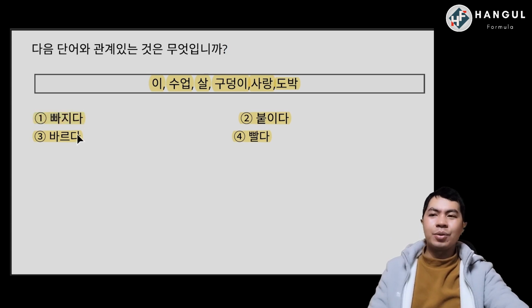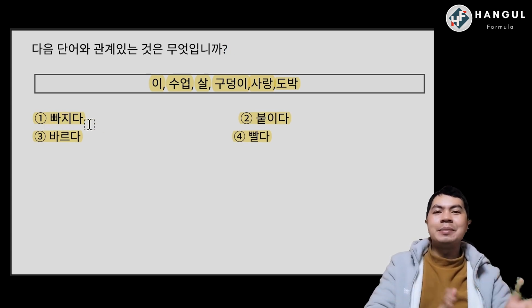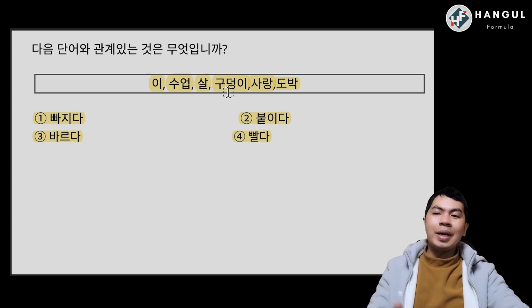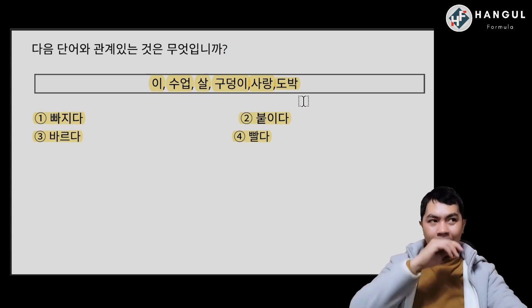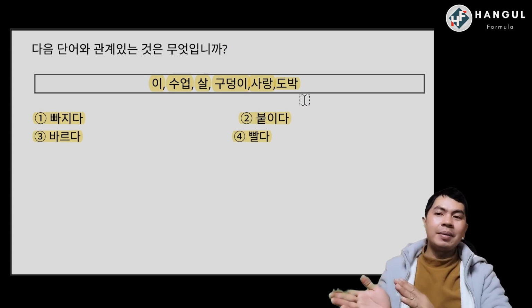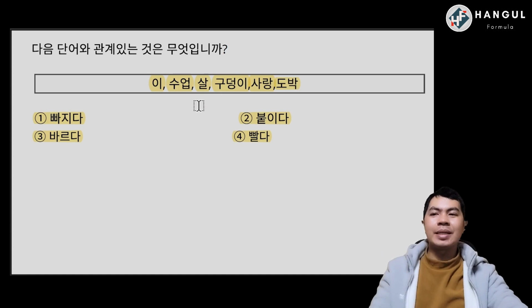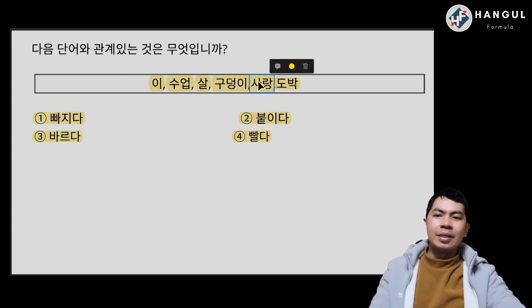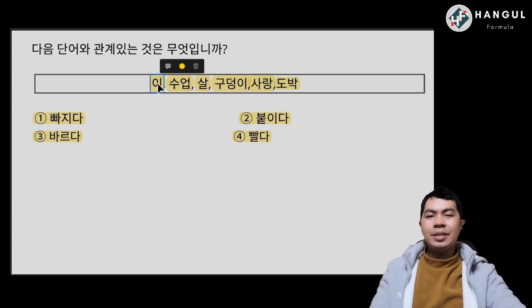Pajida. So, bakit? Gaya ng sinabi ko, given these nouns, this pajida can have so many meanings. Meron pang iba dyan na hindi kasama, na hindi ko alam. And ito yung mga words na alam kong ginagamit with pajida. Yung dalawa dyan na sarang and tubak, dinagdag ko lang. Yung original question is i, suop, sal, and kudongi.